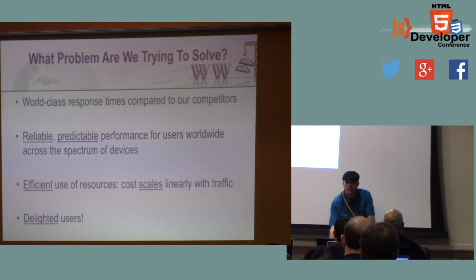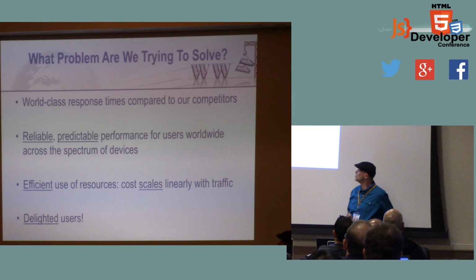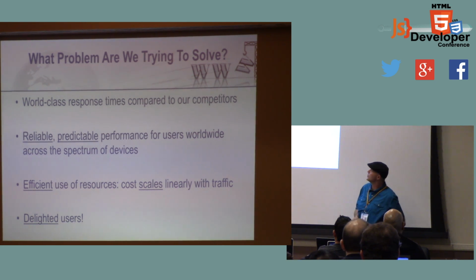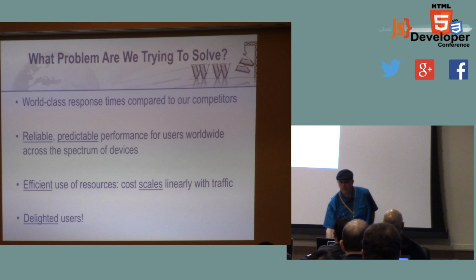So that's our problem. How do we do it? How do we make sure that every user, mobile phone, mouse in hand, gets reliable, predictable performance at a linearly scaling cost and doesn't encounter any problems or optimization opportunities that have been left alone?